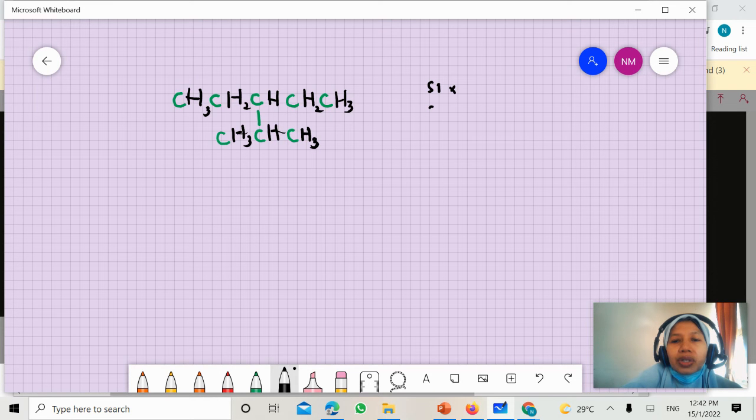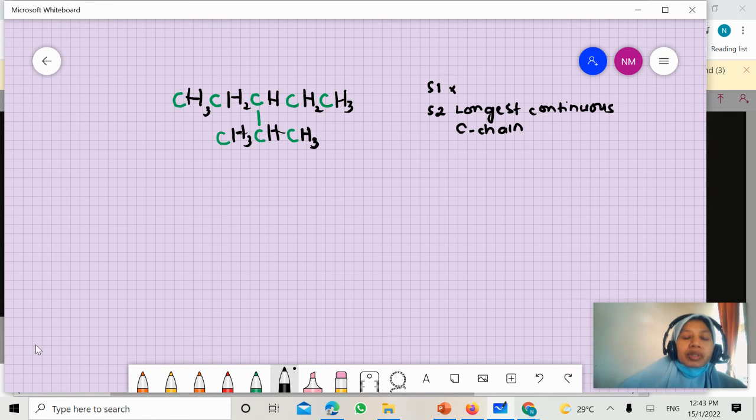Step 2: find the longest continuous carbon chain, normally containing the functional group except for halogen. Alright, so let's begin. We have to look for all possibilities, right? I will try the linear one: 1, 2, 3, 4, 5. So I have one possibility there, 5 carbons in a row.